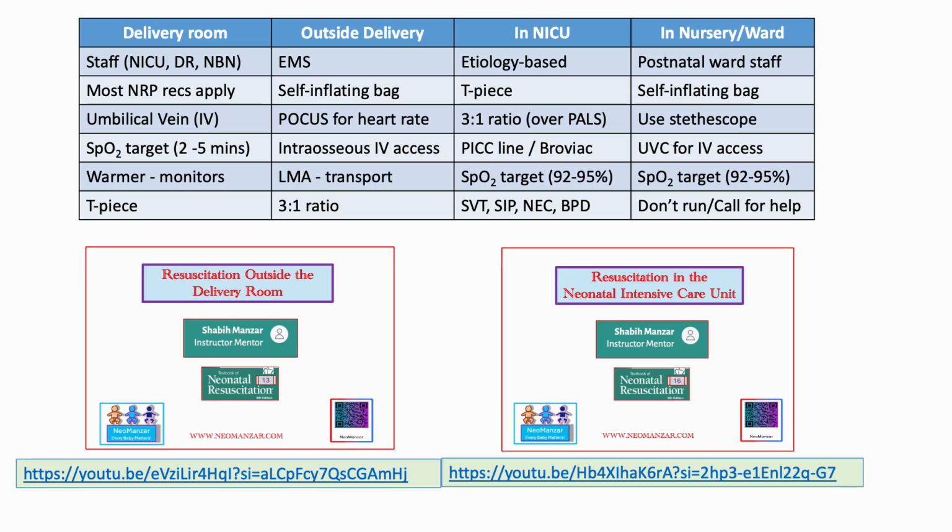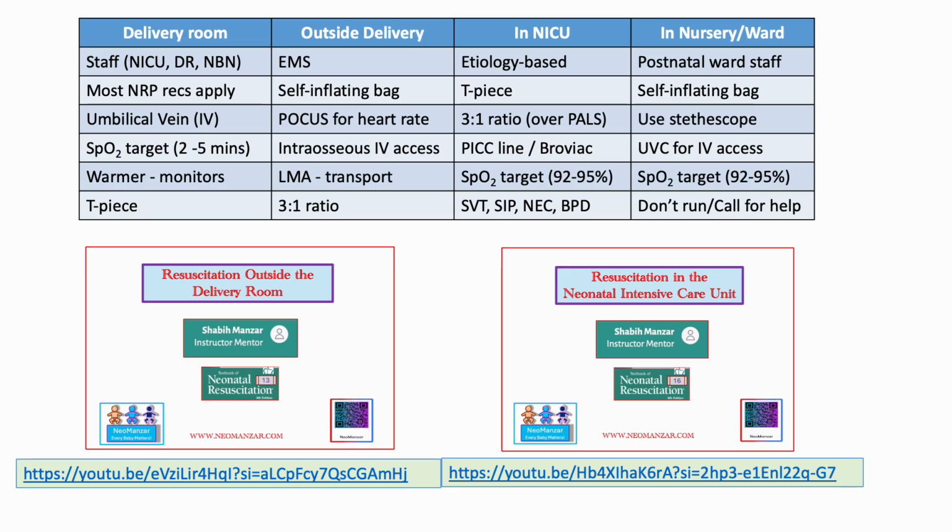The other thing, most NICUs do have T-pieces available when the babies are there, so you can use that as a ventilation device. The ratio remains the same. Remember, we don't follow PALS, we follow NRP. And like we said many times, most of the problem in a newborn is ventilation, is respiratory, not cardiac, as compared to bigger babies or adults, where it is cardiac.